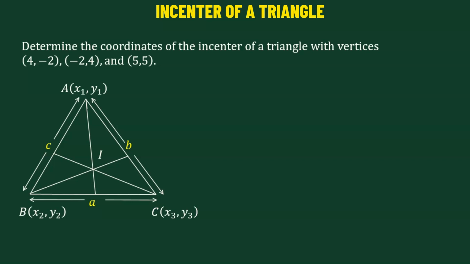So we need to determine the coordinates of the incenter of a triangle whose vertices are given to us. So here we have this triangle ABC at coordinates x1, y1, x2, y2 and x3, y3.